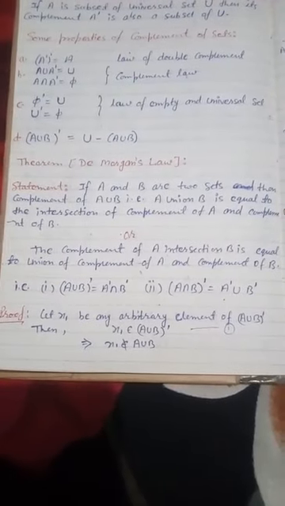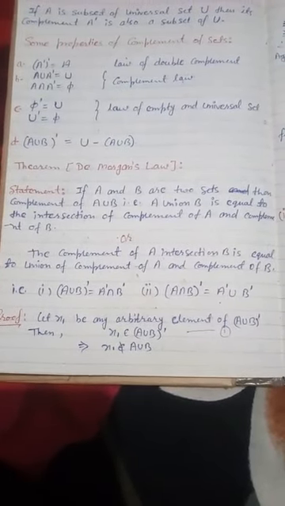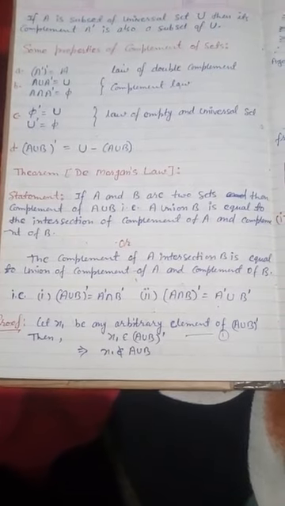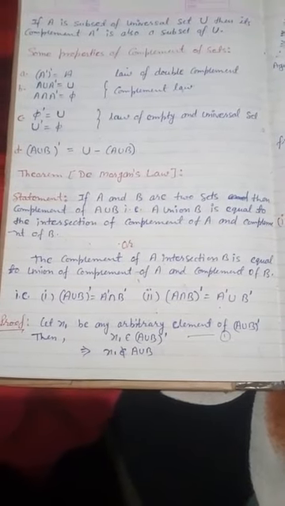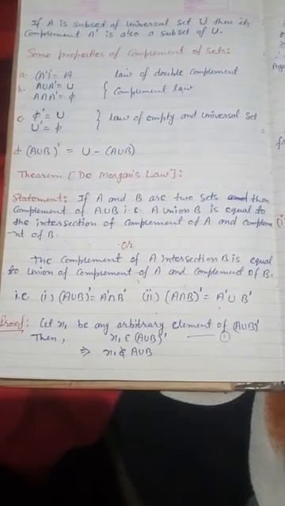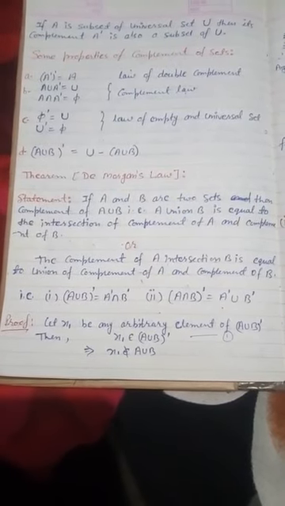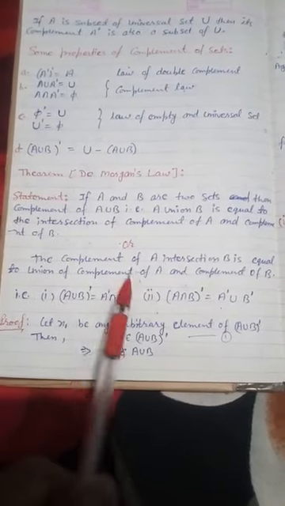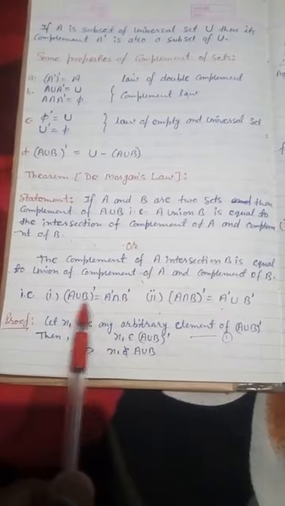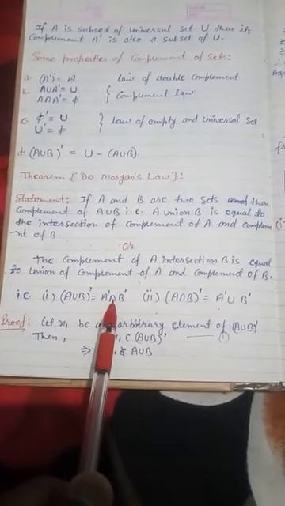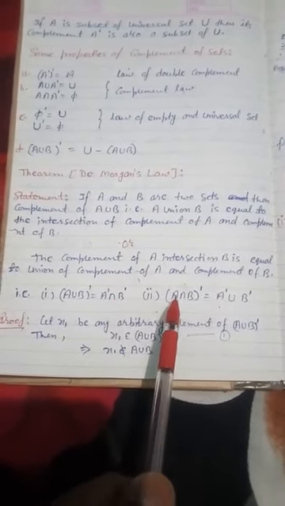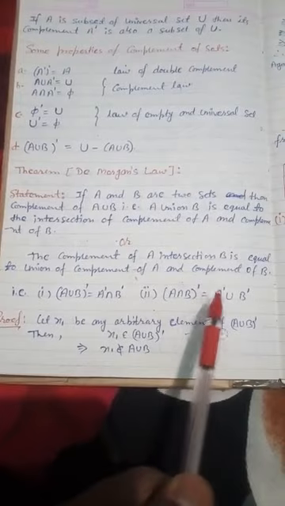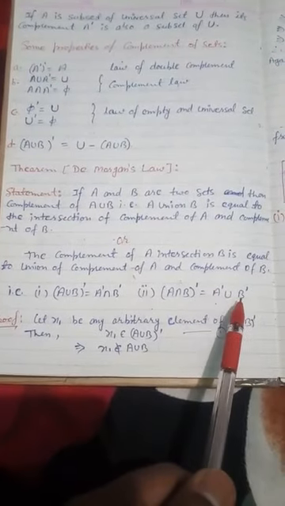Pay attention to the statement. If A and B are two sets, then the complement of A union B is equal to the intersection of complement of A and complement of B, or the complement of A intersection B is equal to the union of complement of A and complement of B. Understand: the complement of A union B is equal to intersection of complement of A and complement of B. And in the second part, the complement of A intersection B is equal to union of complement of A and complement of B. We are going to prove this and show you.